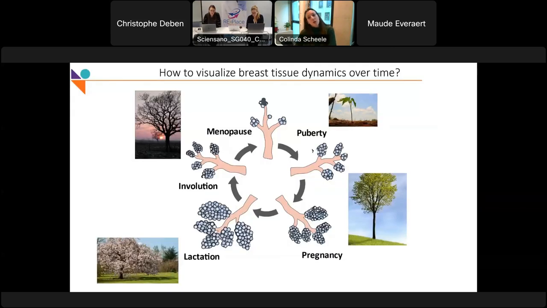Okay, so this is kind of the background on why we want to study the dynamics of the breast, because we think it really plays an important role also in tumor formation. So what we thought is we need to have an organoid toolbox where we can really recapitulate all these stages.